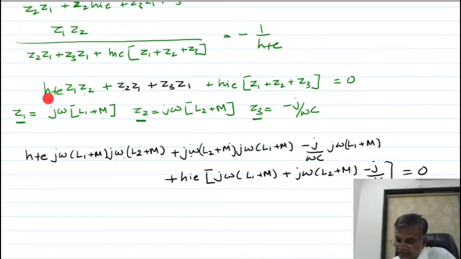In this equation, I put the value of Z1. So Z1 is this. Z2 is jω(L2 + M). Here I have written Z2, this I have changed. Z2 is what? jω(L2 + M). Z1 is jω(L1 + M). Z3 is nothing but -j/(ωC). Z1 is this plus this, hie jω(L1 + M), jω(L2 + M) minus j/(ωC). Now let us simplify.